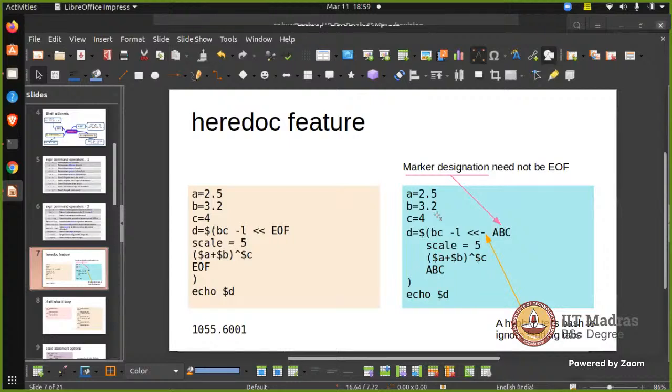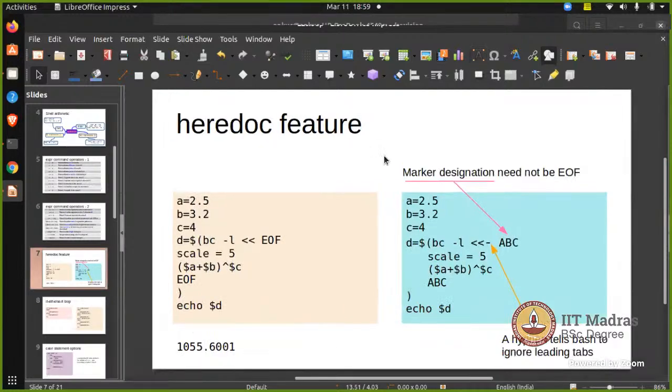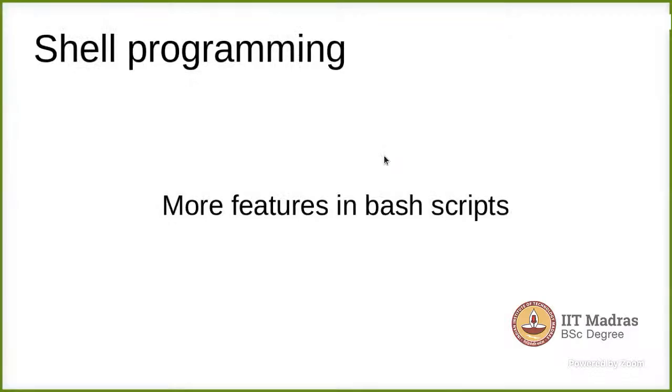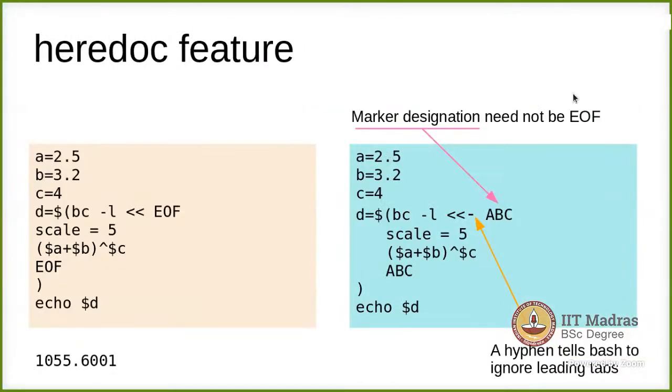So here is this here doc feature. If you want, we can discuss this. What happens in this is that if you want to give input to some command, you can use this here doc feature. What is special in this example is that you have specified that until you encounter EOF, you have to execute all the lines below. Until we hit the EOF, execute all the lines below.